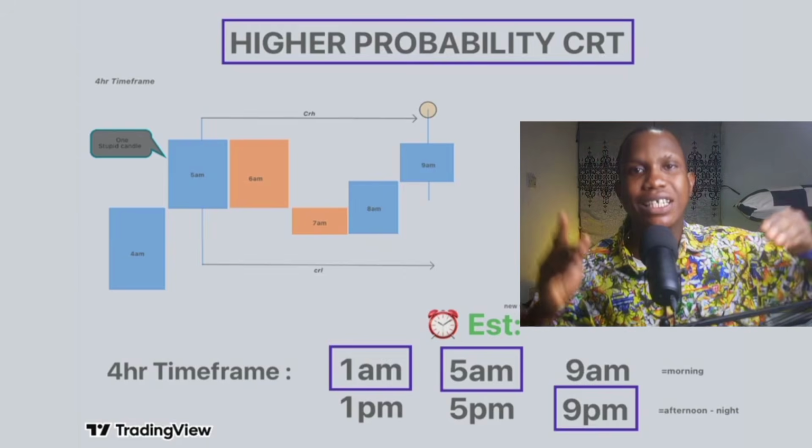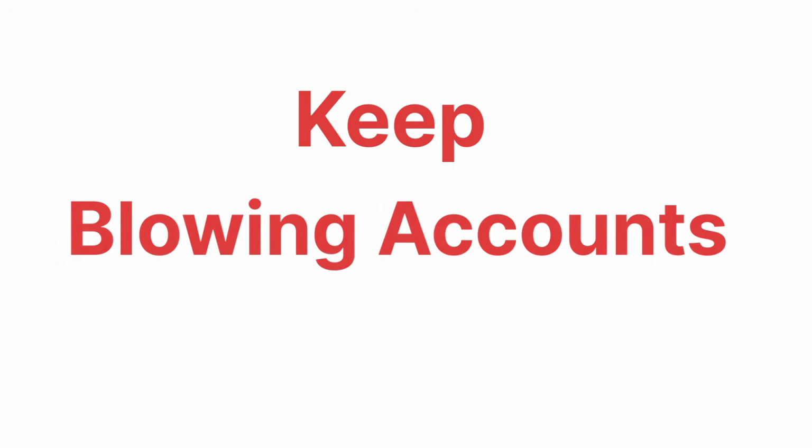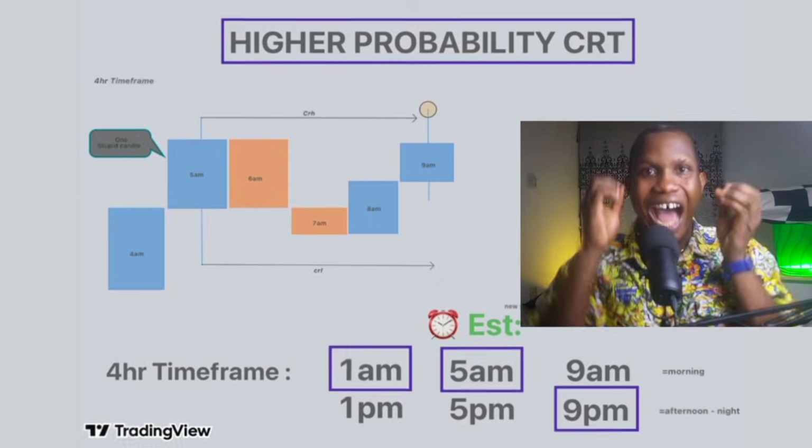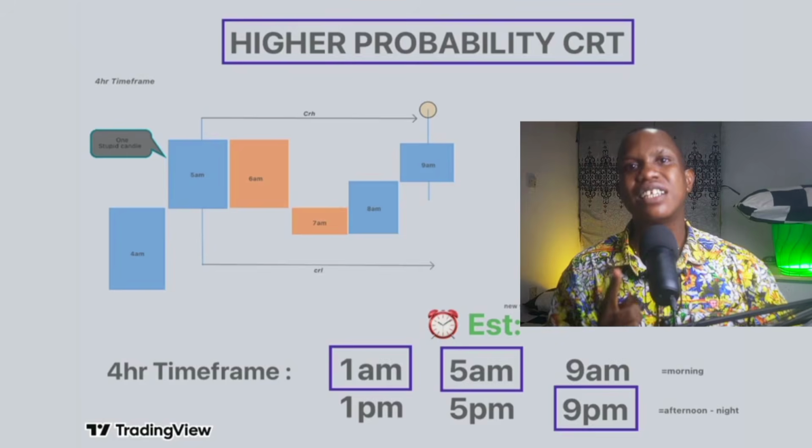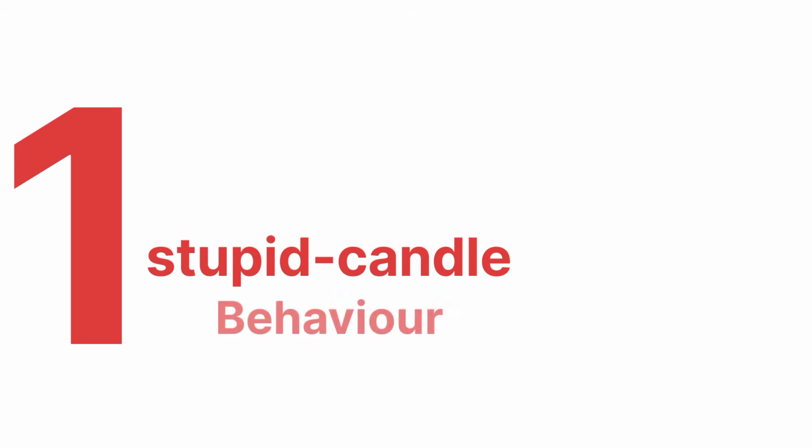Why is the CRT model working for others but you keep blowing accounts with it? Because ICT didn't tell you the whole truth. The CRT, the CIT, the rejection block are traps if you don't understand this one stupid candle behavior, guys.